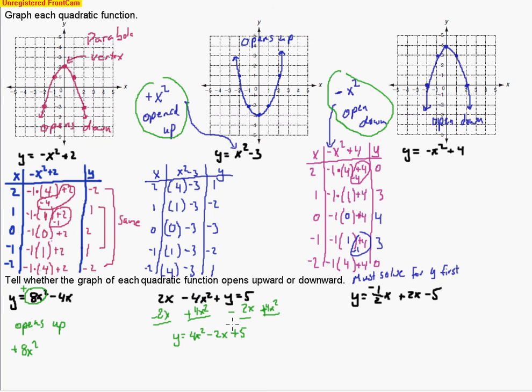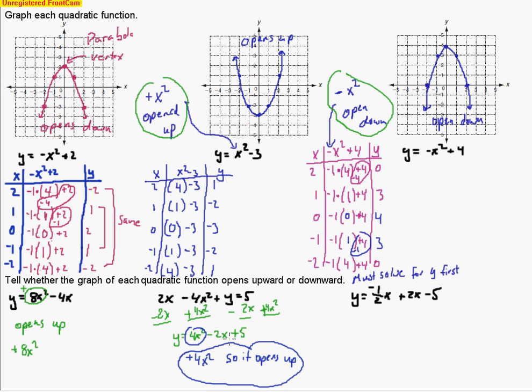Now does this open up or down? Let's take a look at that x squared term. It's a positive 4x squared. It's positive 4x squared. So it opens up. So if it's a positive 4x squared, it's going to open up. Positive number opens up, negatives open down.